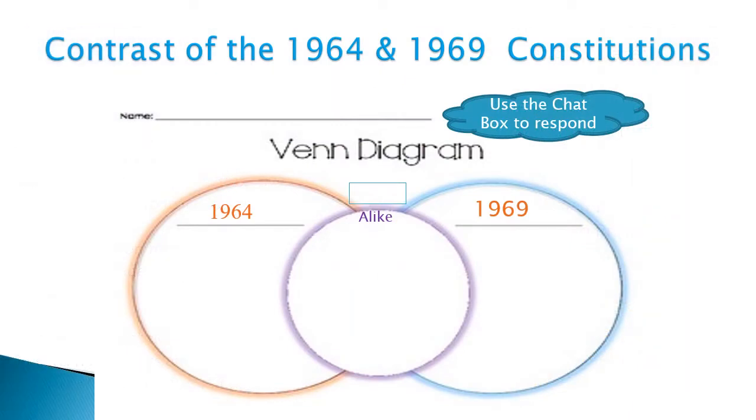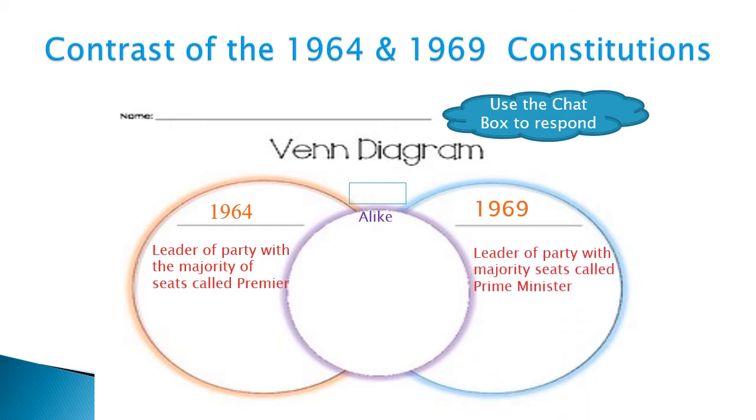Now, in this particular slide, it shows differences between the 1964 and the 1969 constitutions. Basically, this diagram shows the contrasting differences, how they are similar and how they are different. In 1964, the leader of the party that had the majority of seats was called a premier. This changed in 1969 because that name was changed to prime minister. So the leader of the party with the majority of seats in 1969 was called the prime minister.